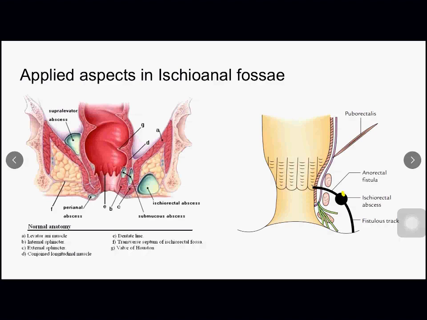Sometimes this ischiorectal abscess may burst, or if there is any injury to it, it may open into either the anal canal or the skin. If it is opening into the anal canal, we call it anorectal fistula. If it is opening into the skin, we call it fistula in ano. Any of these things can develop from the ischiorectal abscess.